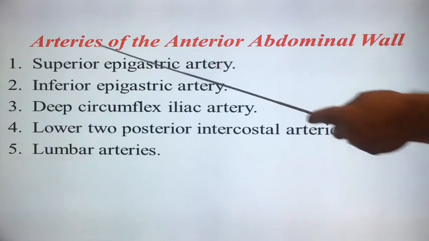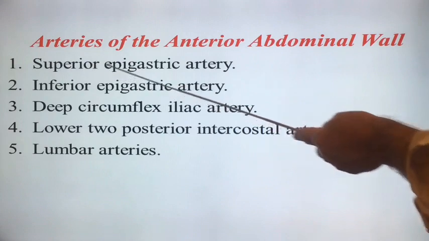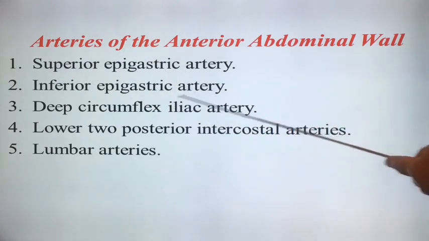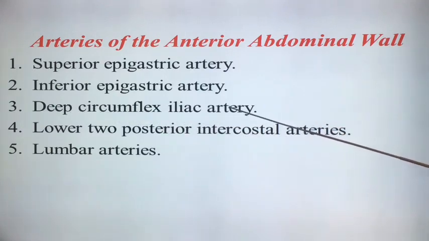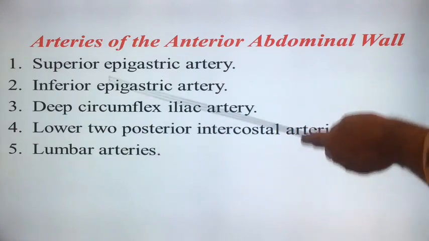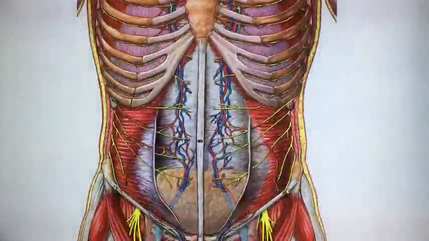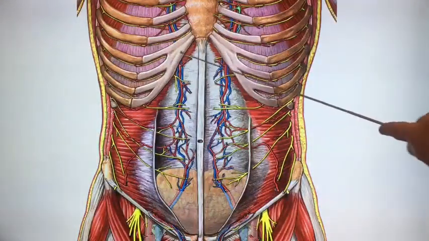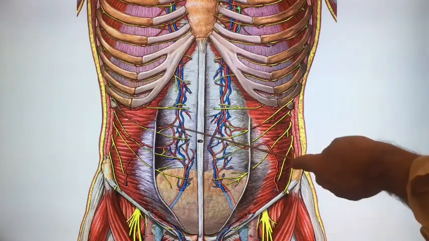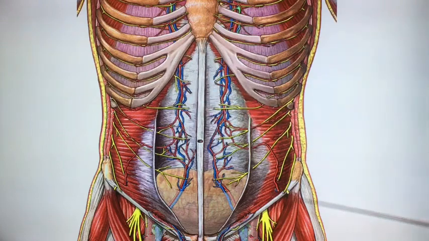What are the arteries of the anterior abdominal wall? They are superior epigastric artery, inferior epigastric artery, deep circumflex iliac artery, lower two posterior intercostal and lumbar arteries. So, a very rich blood supply of the anterior abdominal wall. This is a picture showing you the superior epigastric vessels, inferior epigastric vessels, lumbar vessels here, intercostal and subcostal here, and so on.